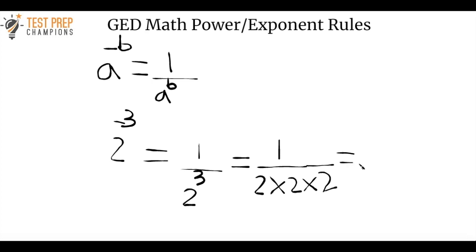So we have 1 over, now let's think about this. 2 times 2 is 4. 4 times 2 is 8. All right, so we can rewrite this now as 1/8, or 1 over 8. So 2 to the negative 3 is equal to 1 over 8. All right, or you could call that 1/8. And we knew how to solve this based off of this general exponent rule right here.